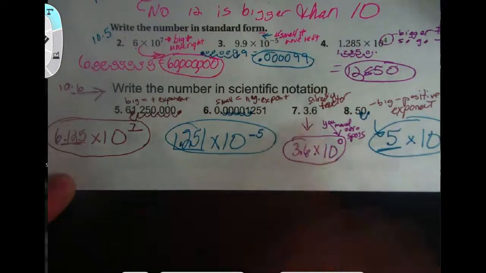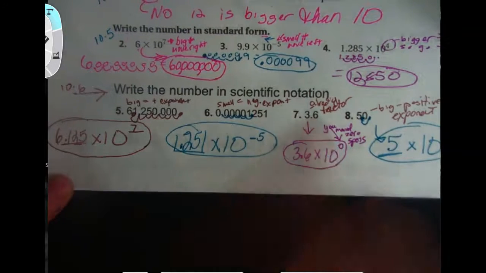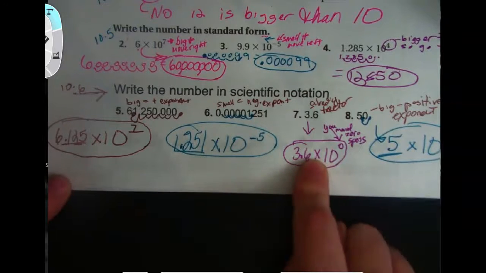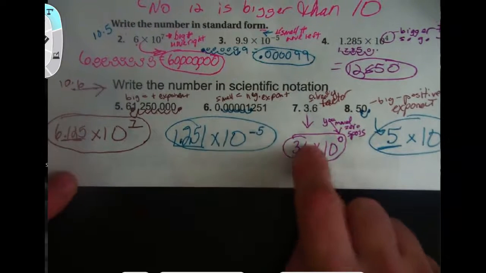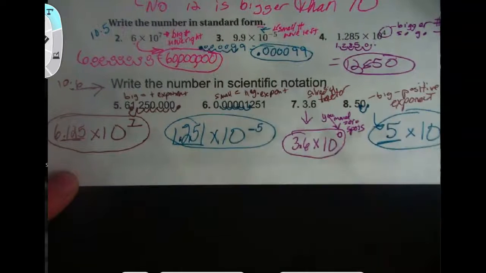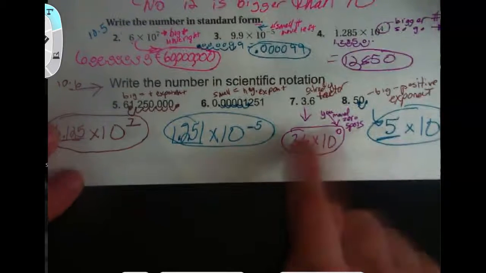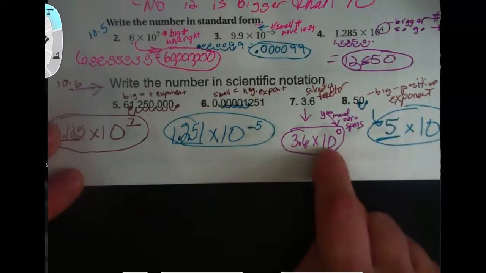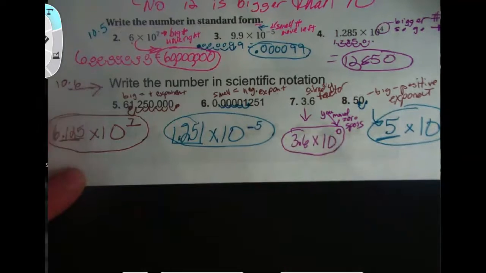Okay, 7 was the only tricky one. This was already a factor. So when we look at number 7, it's actually between 1 and 10. So we rewrite it, 3.6 times 10. And here's where we learned our old rules. 10 to the 0 power is always 1. So 3.6 times 1 is 3.6. But what that really means is 3.6 times 10 to the 0, you moved 0 spots because it was already a factor between 1 and 10. So that was the only real tricky one.